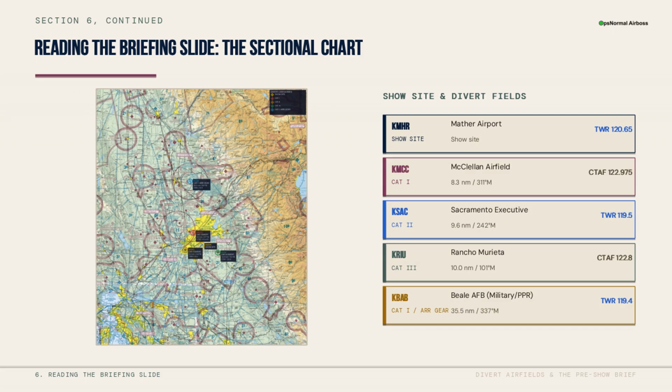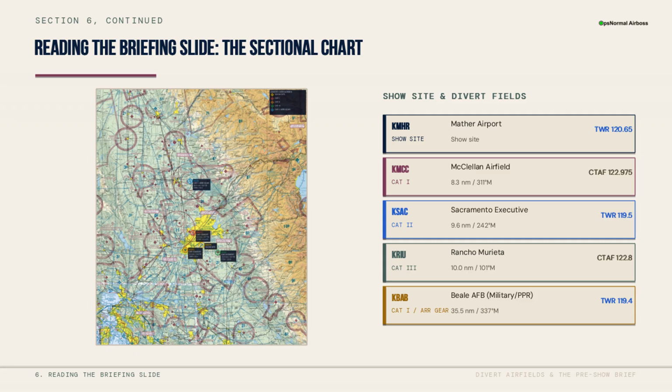The table is only half the briefing insert. The second half is this, an actual FAA sectional chart cropped to the show area, with every divert field marked and color-coded to its category. The gold marker is the show site. Red is Category 1, blue is Category 2, green is Category 3, and an amber marker off to the side is Beale Air Force Base, tagged for both Category 1 and arresting gear.